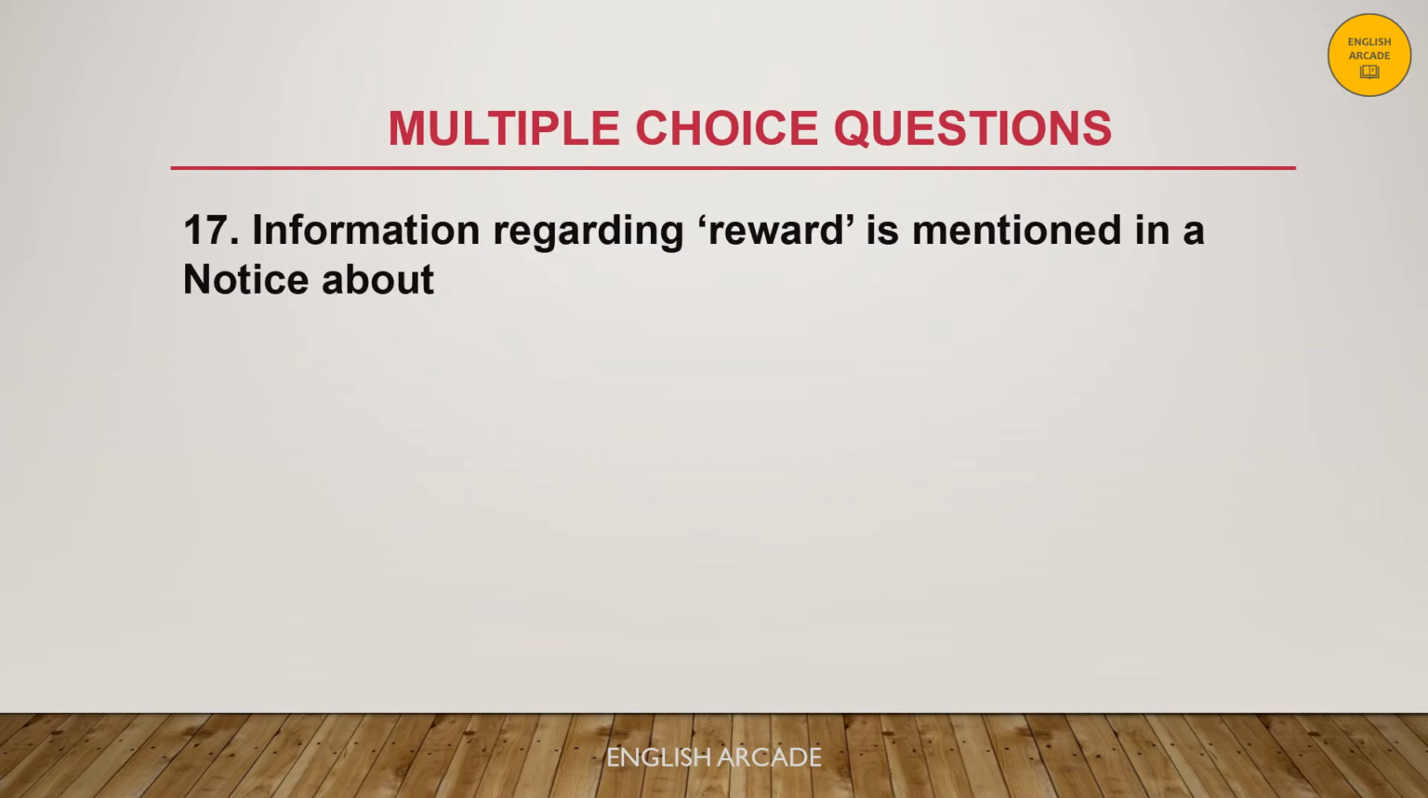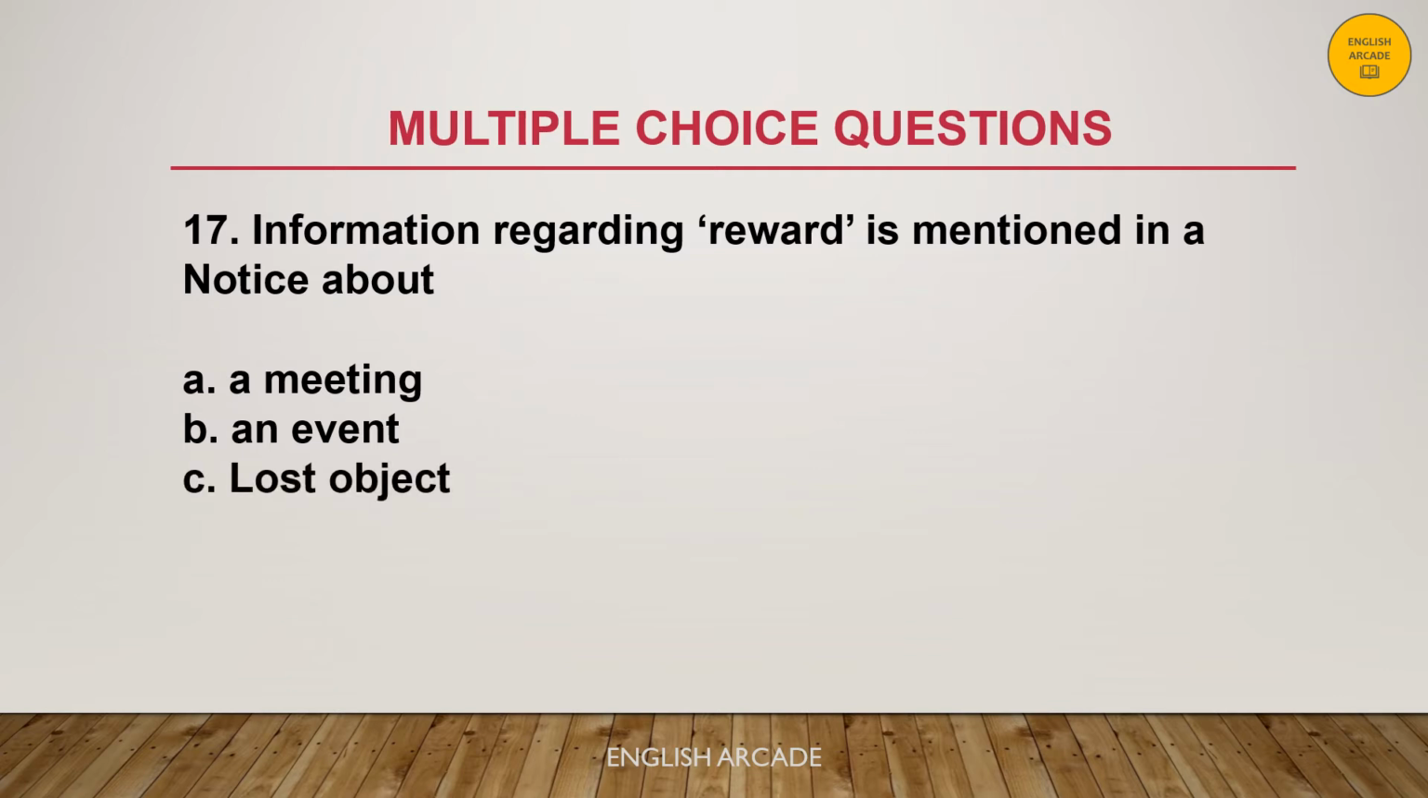Question 17. Information regarding reward is mentioned in a notice about A. A meeting. B. An event. C. Lost object. D. Found object. And the correct answer is C. Lost object. So when we've lost an object, we put up a notice and we announce a reward in case anyone helps us find the lost object. So C, lost object, is the answer. We announce a reward which is given out to the finder of the lost object.